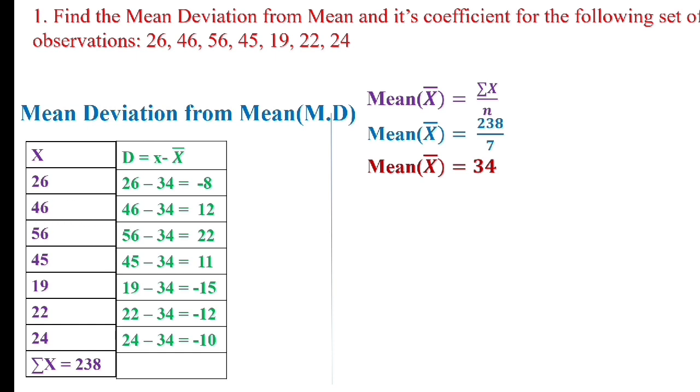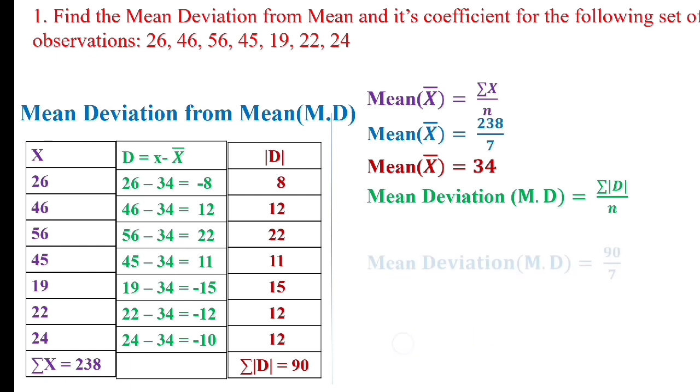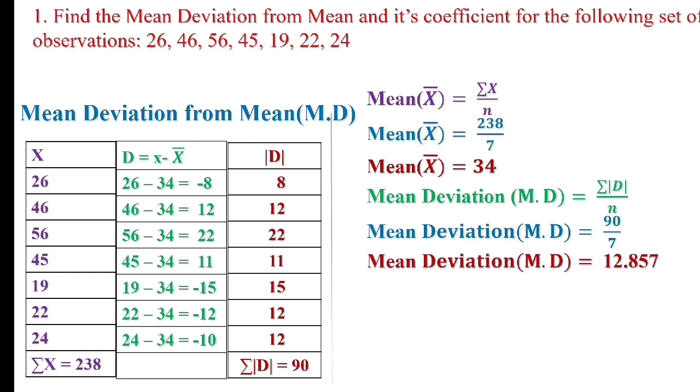Now we are going to find out the absolute value of D, that is modulus D. Minus 8 becomes plus 8, 12 becomes 12, 22 becomes 22, 11 becomes 11, minus 15 becomes plus 15, minus 12 becomes 12, minus 10 becomes 10. The total of these values is 90. With that 90, we use the mean deviation formula, summation D divided by n. Summation D here is 90 divided by 7. We will get 12.857. This is called mean deviation.